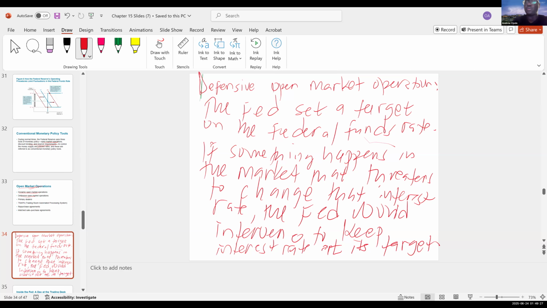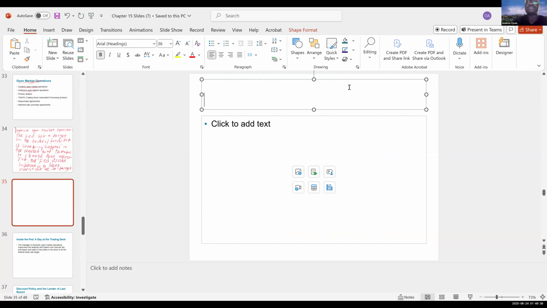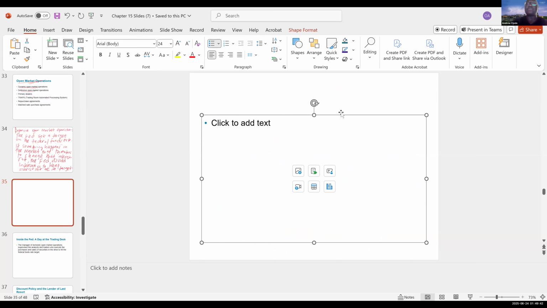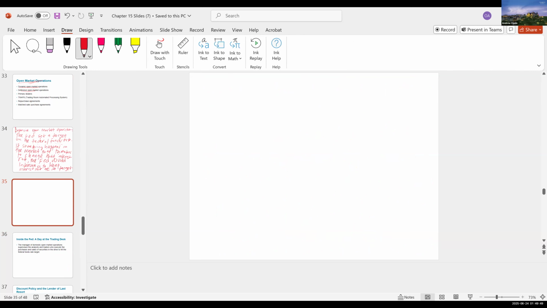So I want to share with you what that means. We have to use a diagram to illustrate what's going to happen in actual practice. Let's assume that the Fed has set a target on interest rate, and let's say that target was 2%. Okay, so let's say here was your market for reserves.